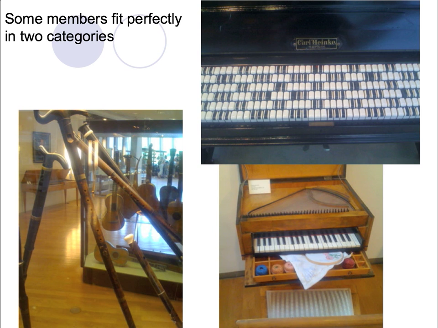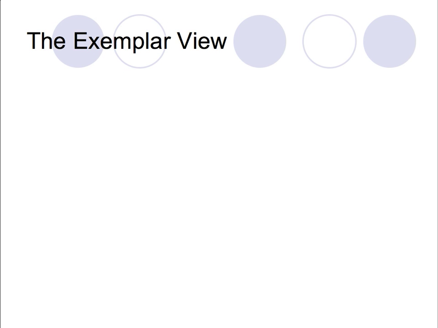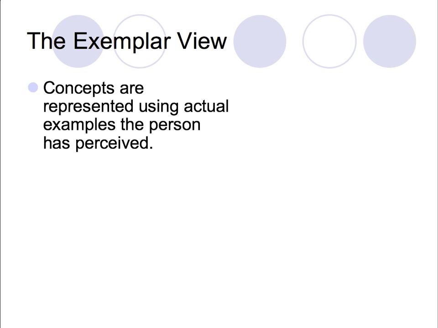It's a flute. It's a cane. So those are some problems with the classical and the prototype view. Not that they're saying that they're entirely wrong, but they're challenges that have to be addressed if we're going to explain this problem of category formation. So let's get to the exemplar view.